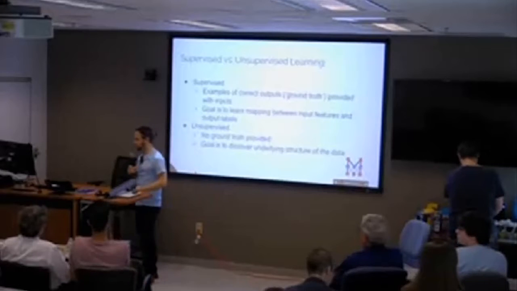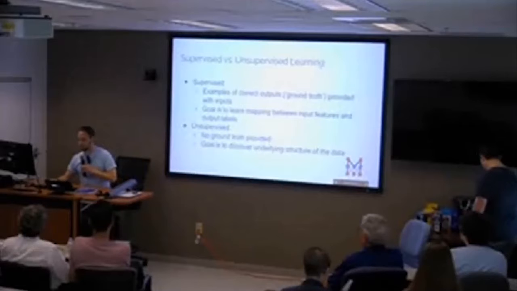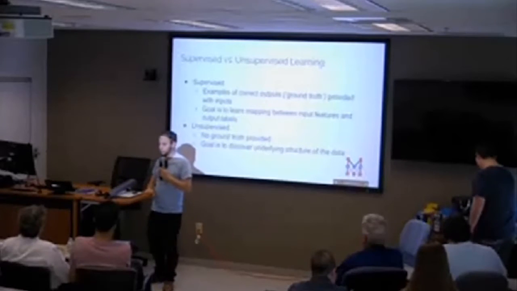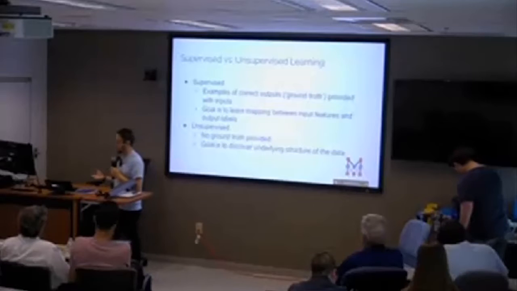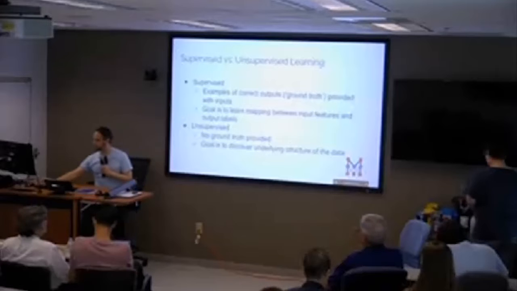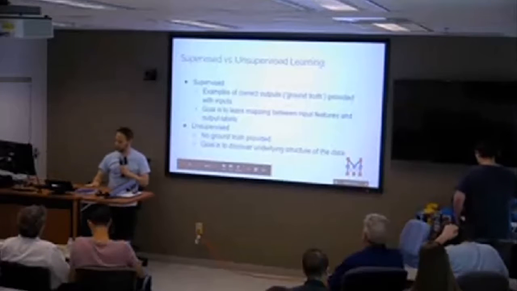Okay, so that's supervised learning, where we have some sort of ground truth that we want the model to learn from, from previously trained examples of inputs and outputs, to some new examples. So it's going to learn the mapping between input features and output labels.